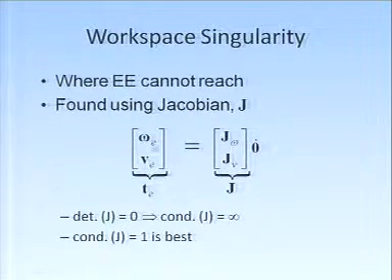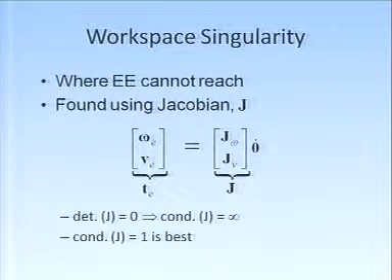The twist of the end effector, meaning angular velocity and linear velocity of the end effector, can be related to the joint rates in terms of the Jacobian. If the determinant of the Jacobian is 0, or alternatively the condition number of J is infinite, then those positions cannot be reached. If the condition number of J is 1, this is the best one can achieve. Okay. So, let us see a simple example of a two link arm.